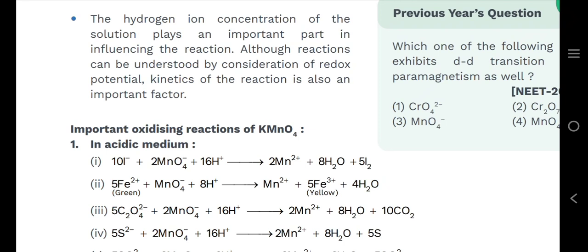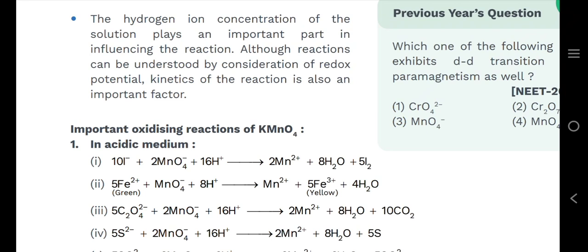The hydrogen ion concentration of the solution plays an important part in influencing the reaction. Although reactions can be understood by consideration of redox potential, the kinetics of the reaction is also an important factor. Important oxidizing reactions of KMnO4 in acidic medium.